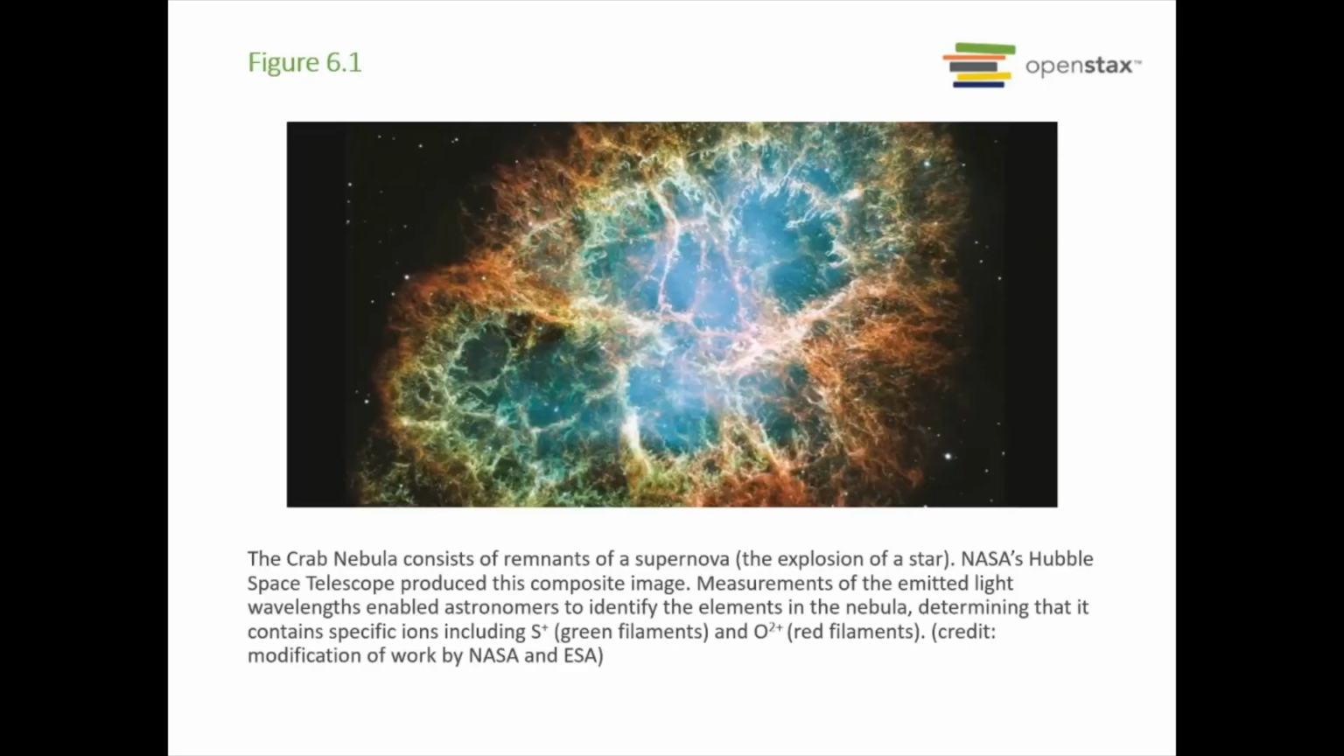So there's just a picture of the Crab Nebula. It's the remnants of a supernova, this explosion of a star. We can measure some of the emitted light, the wavelengths from it, to identify some of the elements in it. So they've been able to identify things like S plus, sulfur, and oxygen 2 plus, and other elements that have come off of it.